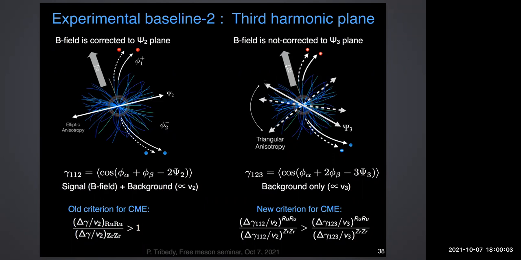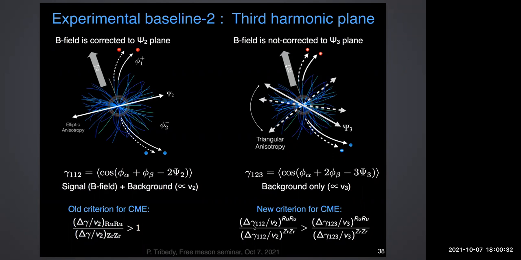But there is another flow, which is called triangular flow, which is related to a triangle. And the anisotropy direction, which is the corresponding plane, psi 3, is random. And we know that this is going to be uncorrelated to the magnetic field, a completely random direction. So this was the primary observable, charge separation with respect to the second order plane. Now we are going to define a slightly different one, charge separation with respect to the third order plane.